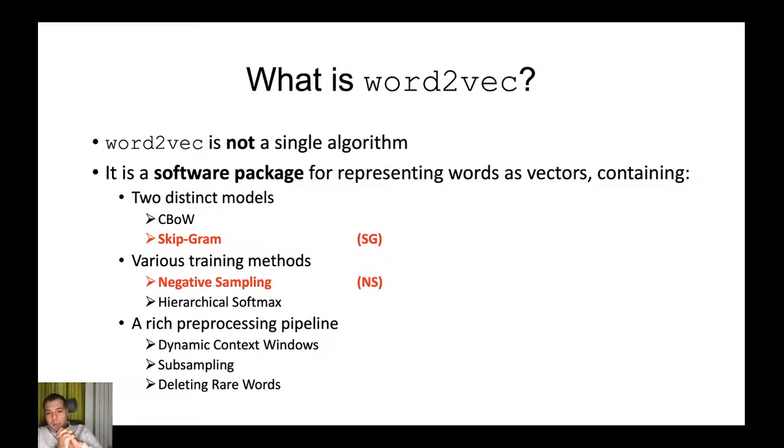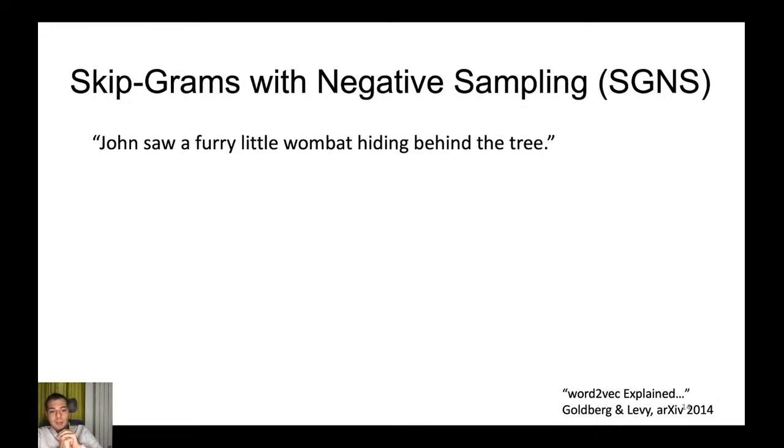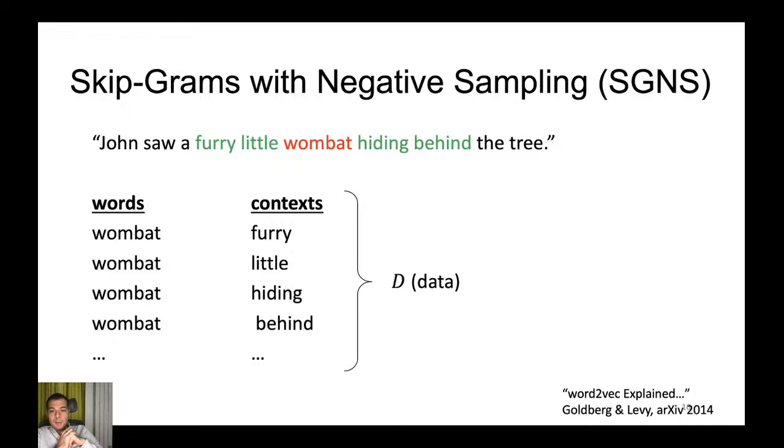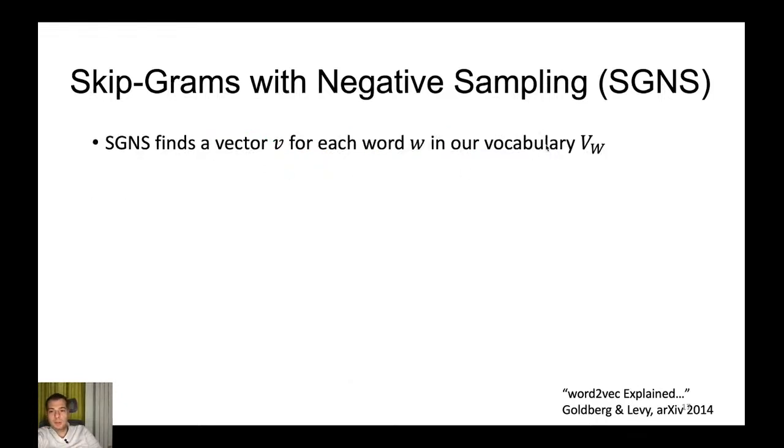We're going to discuss in a bit more detail the Skip-gram model and the negative sampling approach. The Skip-gram model with negative sampling works as follows. For a word in a context, we first get the words in the context in order to build this set of data, so we have the set of data D. Here we have a context window of two words to the left and two words to the right of the target word.